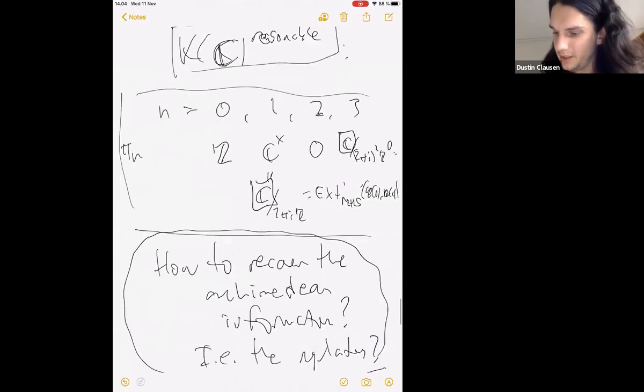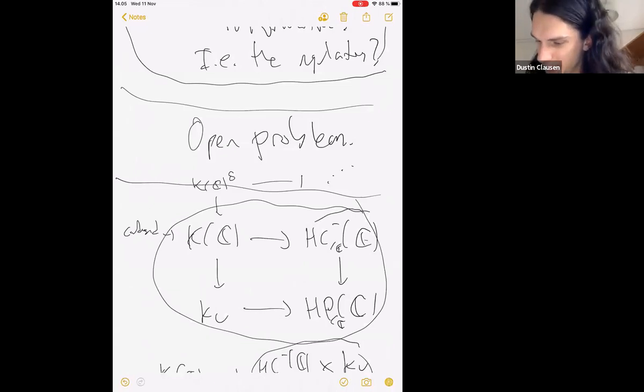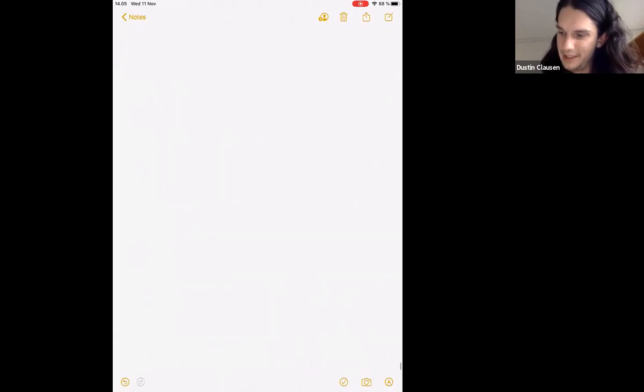Yeah, so in some sense this picture gives you regulators, and it works in the condensed world as well. And so that's fine. But what I'd really like is some a priori way to produce this thing from K of C as a condensed spectrum. That's what we don't have yet. You kind of have to know what to write down to get what you want.